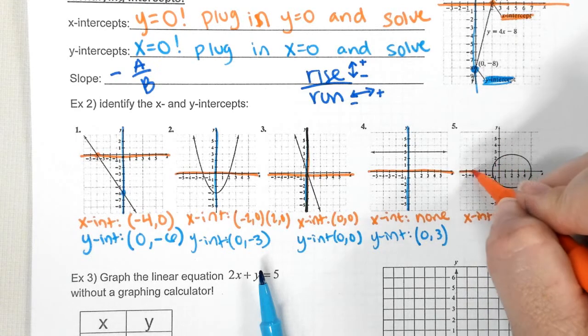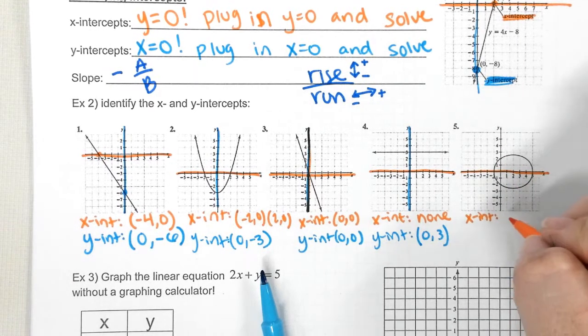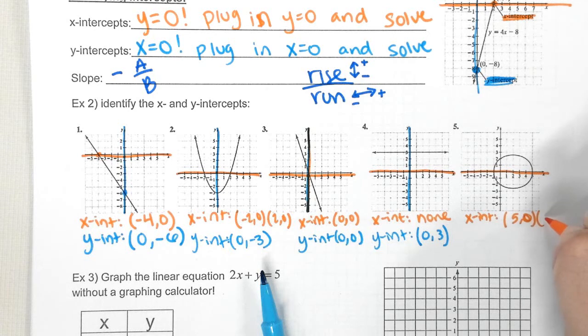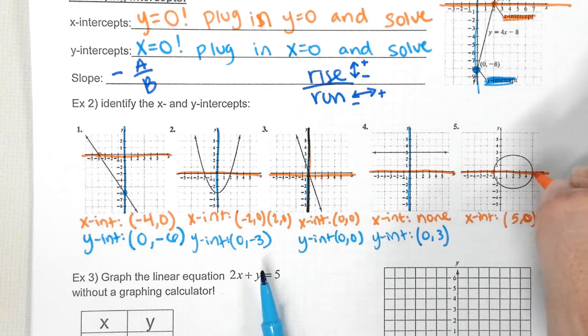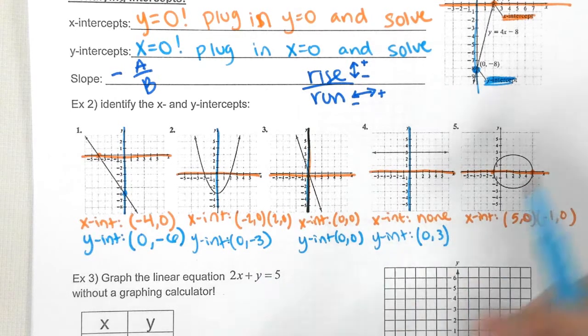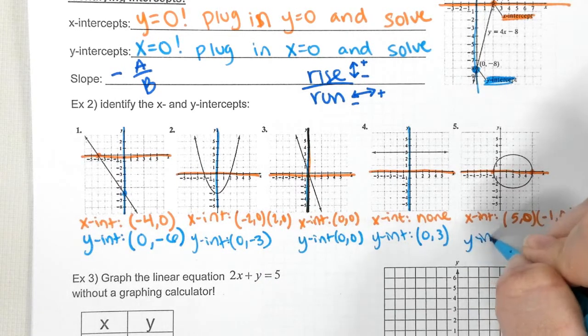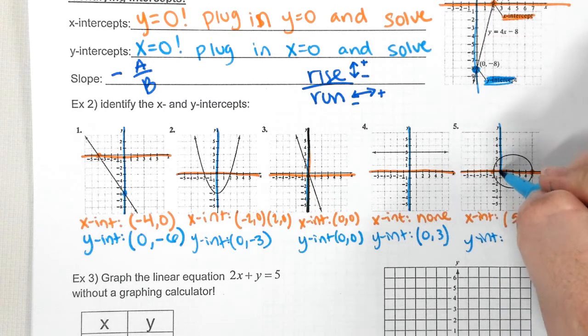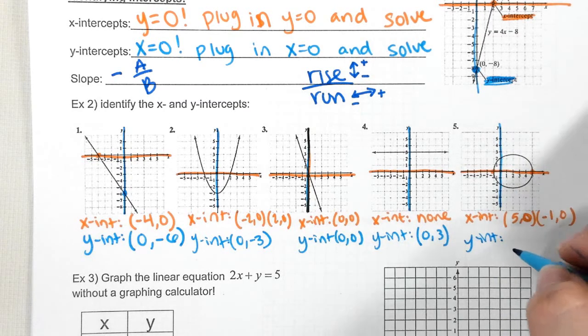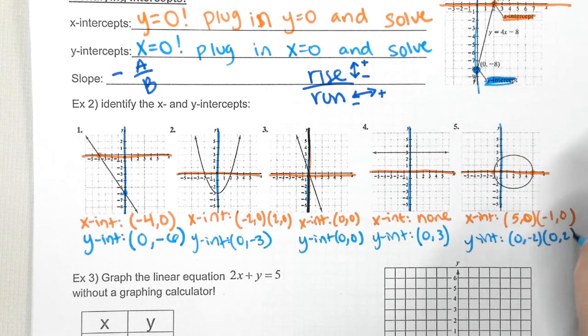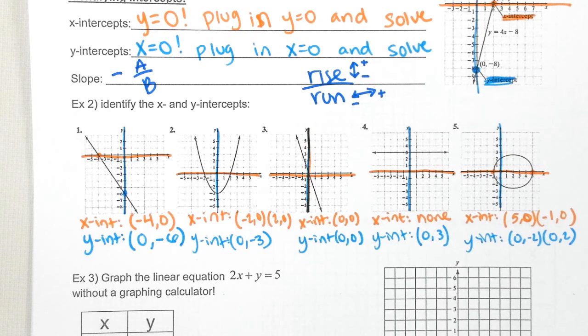So again, what are my x-intercepts here? 5, 0, and -1, 0, perfect. What are my y-intercepts? 0, -2, and 0, +2. Any questions with those? Pretty simple.